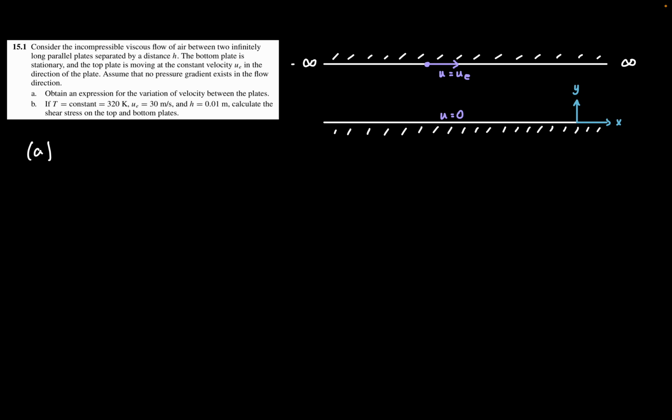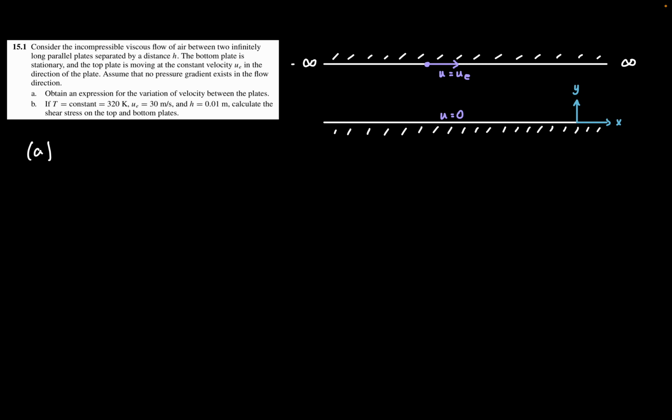Let's consider the incompressible viscous flow of air between two infinitely long parallel plates separated by a distance of h. Along the bottom plate, the velocity is going to be equal to 0. And along the top plate, the velocity is going to be equal to u sub e, which is essentially the velocity at the edge of the boundary layer.